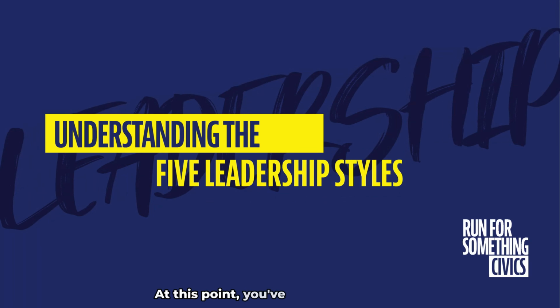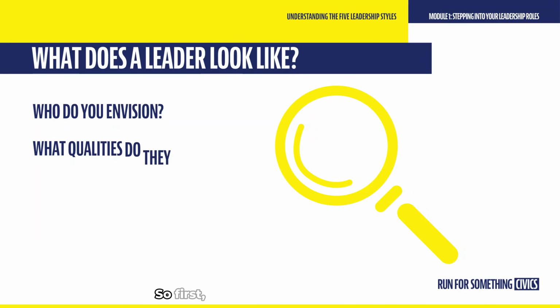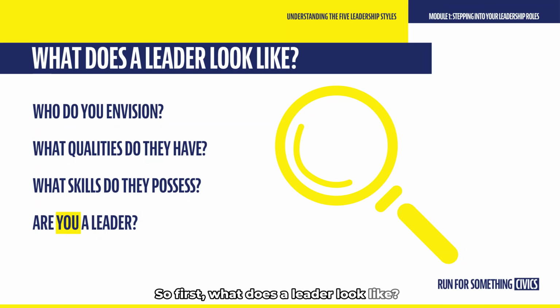At this point, you've worked to better understand your why of why you're getting involved in this advocacy work or particular issue. You've done some research on what is currently happening on the issue, and you've looked up some potential folks who are already doing work around it. The next thing to think about is what leadership looks like for you, and really understanding what your leadership style is. So first, what does a leader look like?